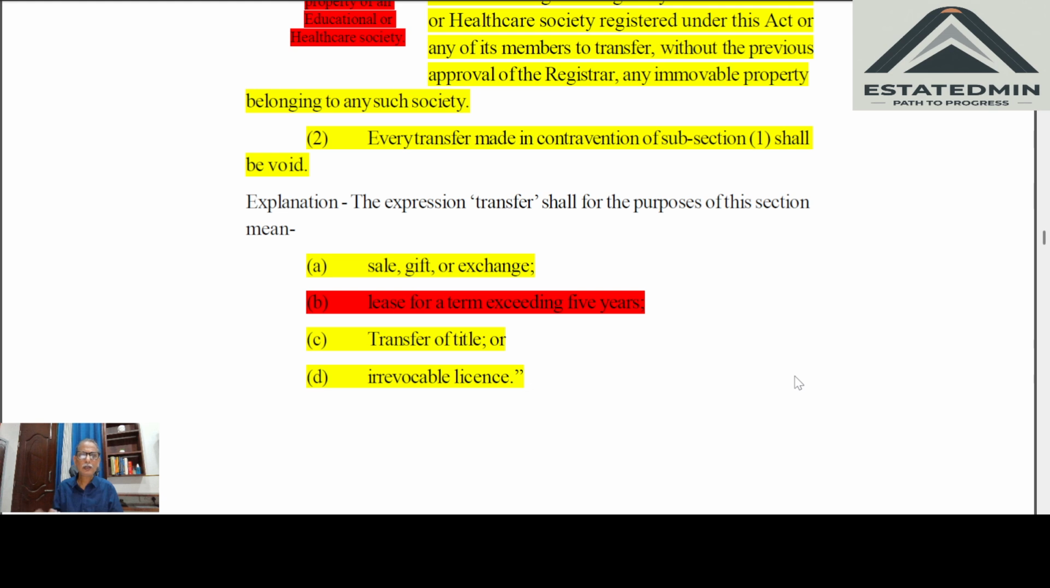Transfer of title, no ownership should be changed. In whatever name it is there, if society wants to change the title of the properties, it should be with the prior approval of registrar. Irrevocable license. If there are any irrevocable license, that has also to be, it is misuse of property. A license is when some institution has given license to use this property forever, on 99-year lease or something, that also license cannot be transferred.